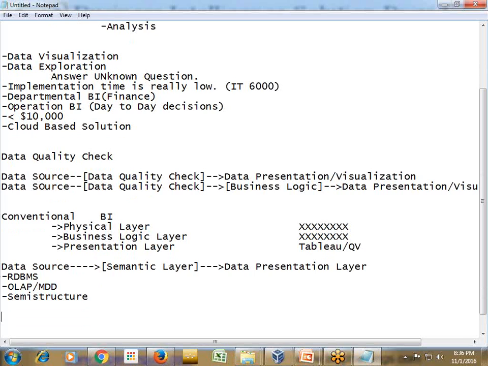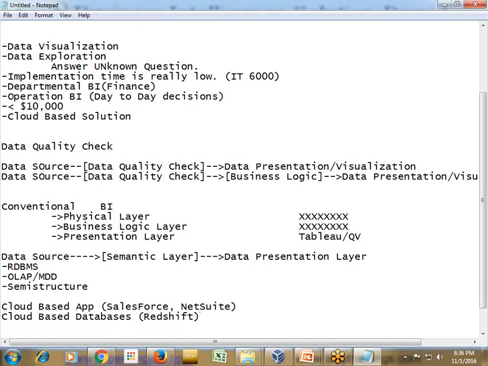Now later on, what happened? The big changes have been made. We have cloud-based applications like Salesforce, NetSuite. All these cloud-based applications came into the picture, right? We got cloud-based databases like Redshift. We got social networking data.